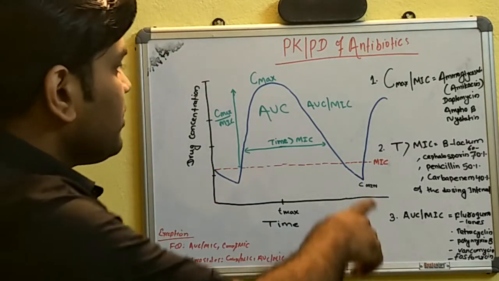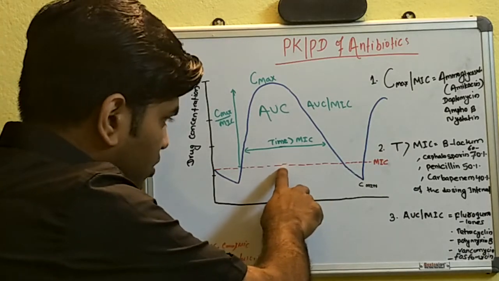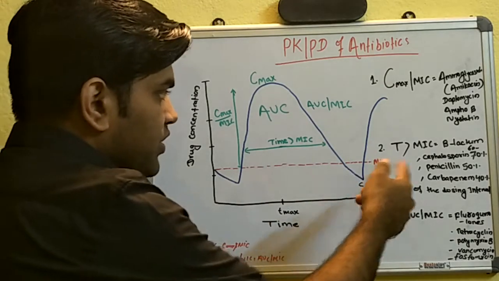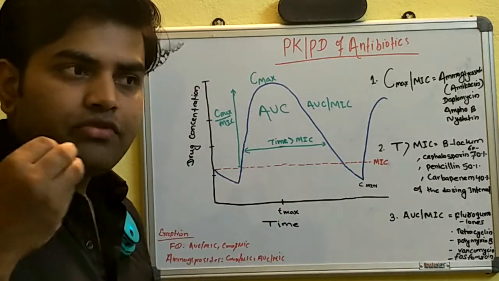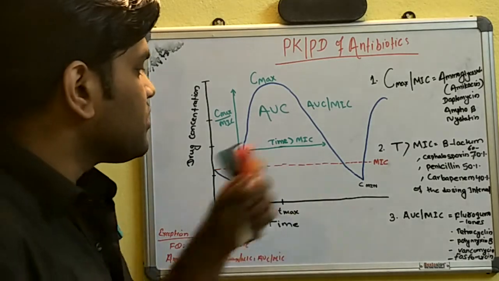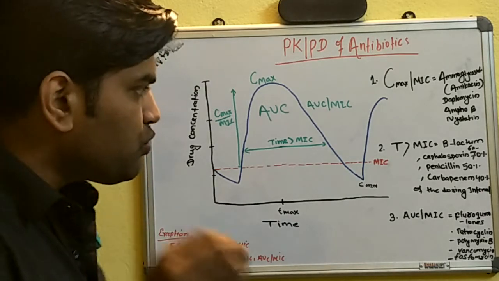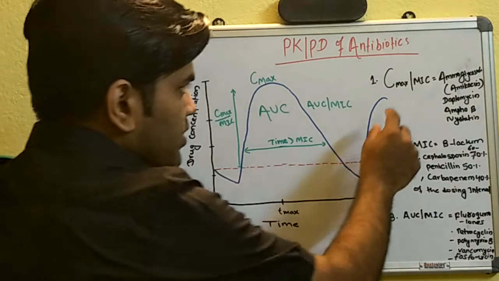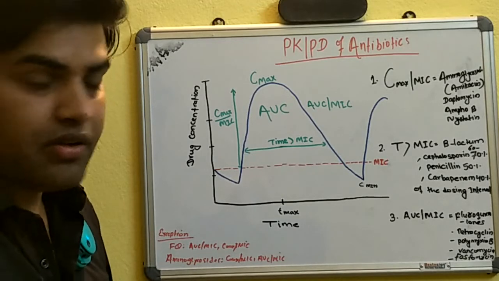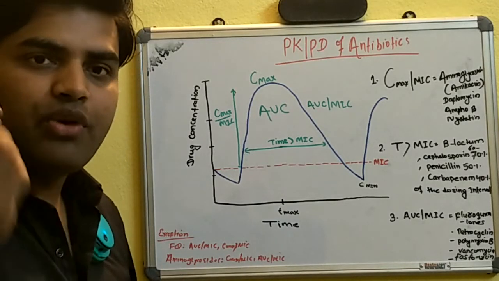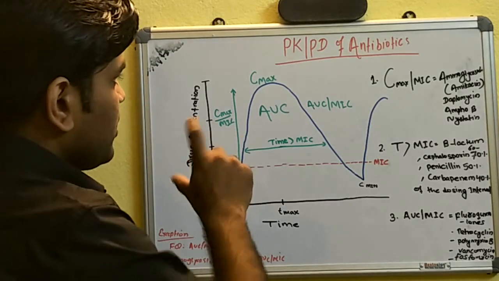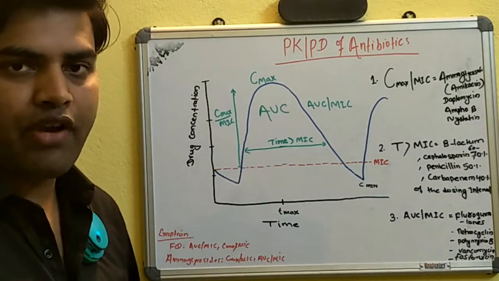And if you are achieving the maximum time above this MIC, and we'll tell you in detail, then there is a 33 to 74% increase in the clinical outcome. So you should always remember which class of antibiotic you are using, what its PK/PD kinetics is, and according to that you can decide the dose and the frequency interval. That is the main point of understanding these PK/PD parameters of antibiotics.